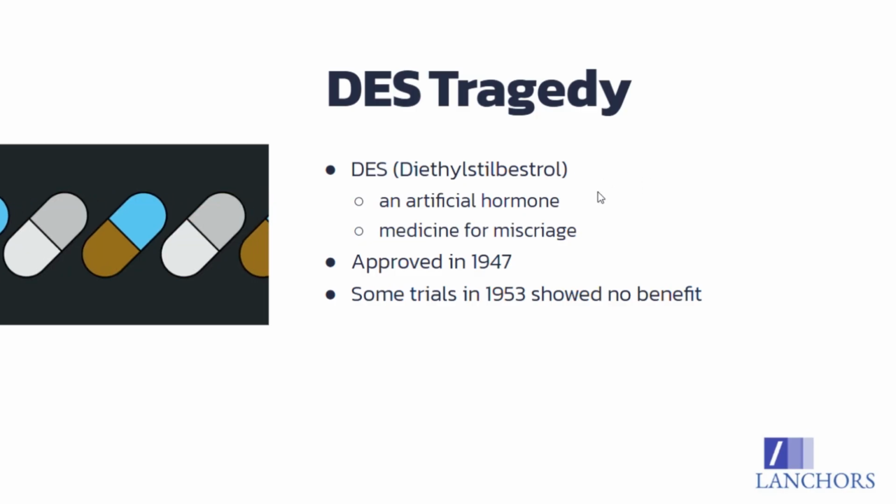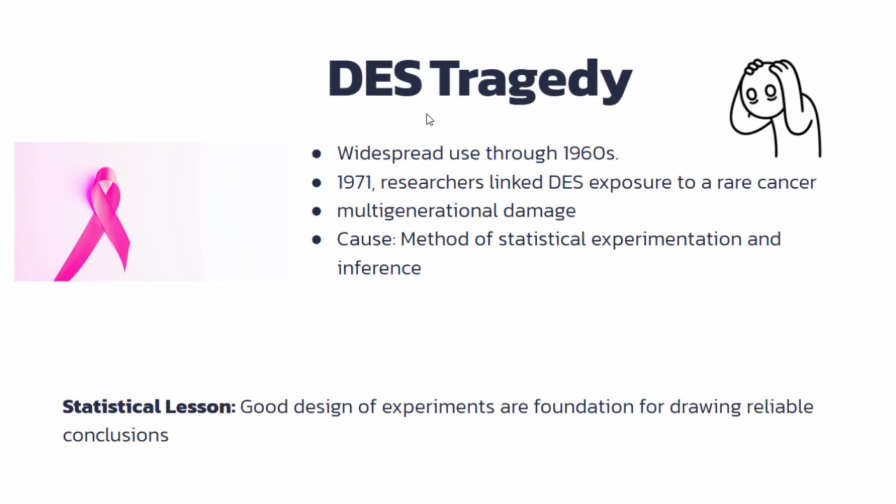What followed was a medical tragedy, unfolded slowly and brutally. DES remained in widespread use until the 1960s. In 1971, researchers linked DES exposure to a rare cancer in young women. But by then, the damage was multigenerational. What failed here was the method used for statistical experimentation and inference.